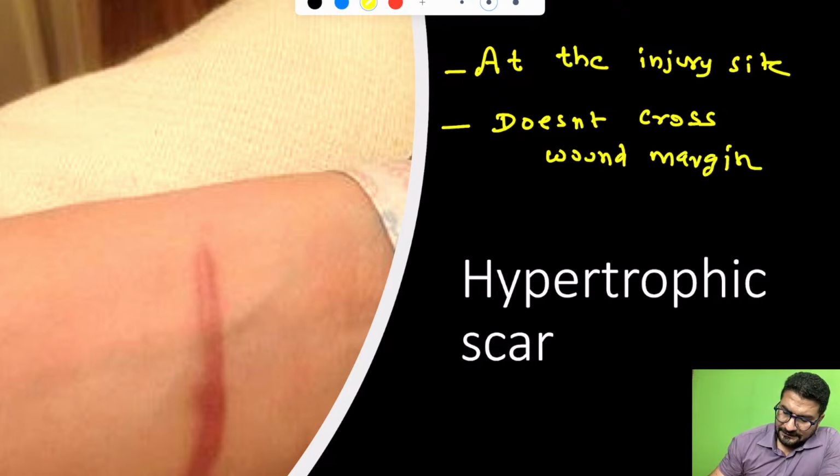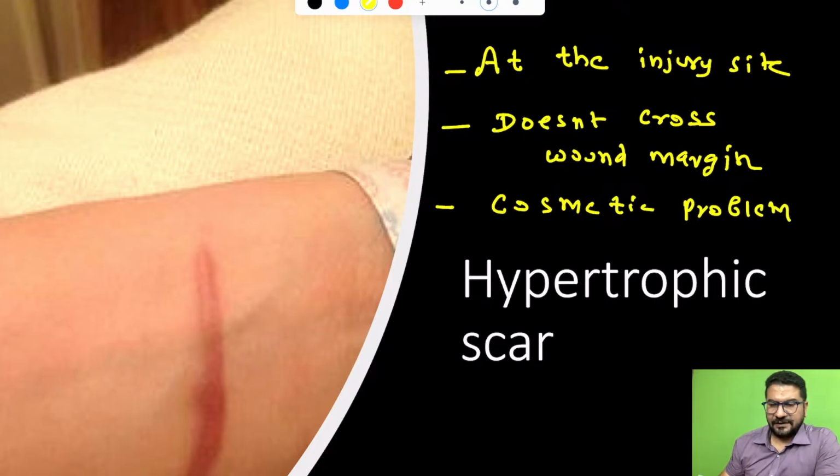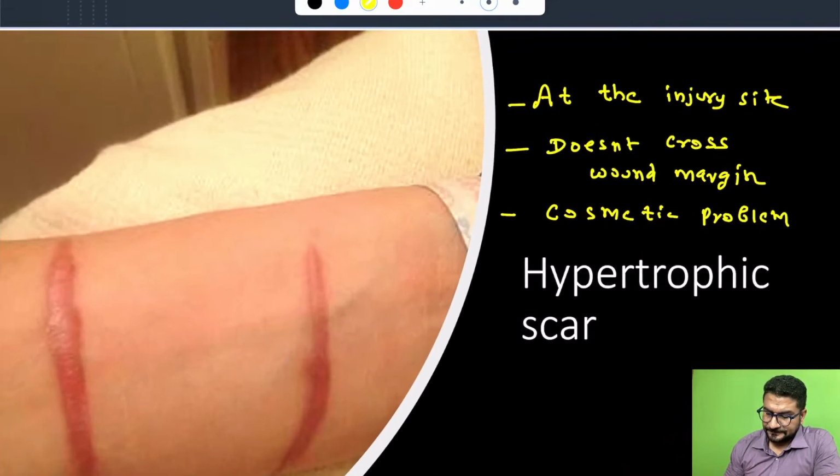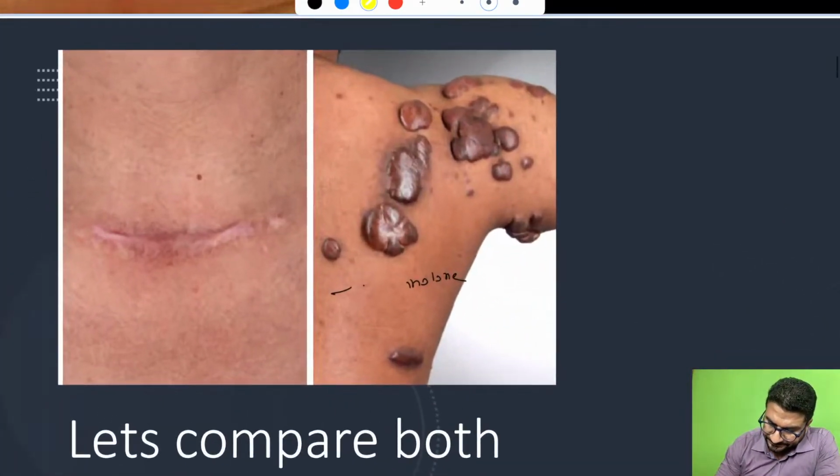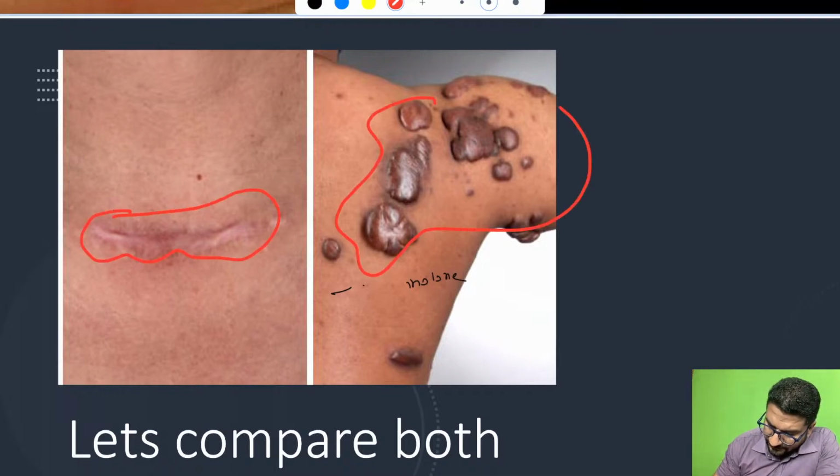A scar is basically a cosmetic problem. These days creams are available, like Mederma and Hexilac. Those anti-scar creams are available, or we can remove it with laser therapy. So it is just a cosmetic problem. Again, you can see this is a hypertrophic scar, and this is what we call a keloid. Let's move ahead.